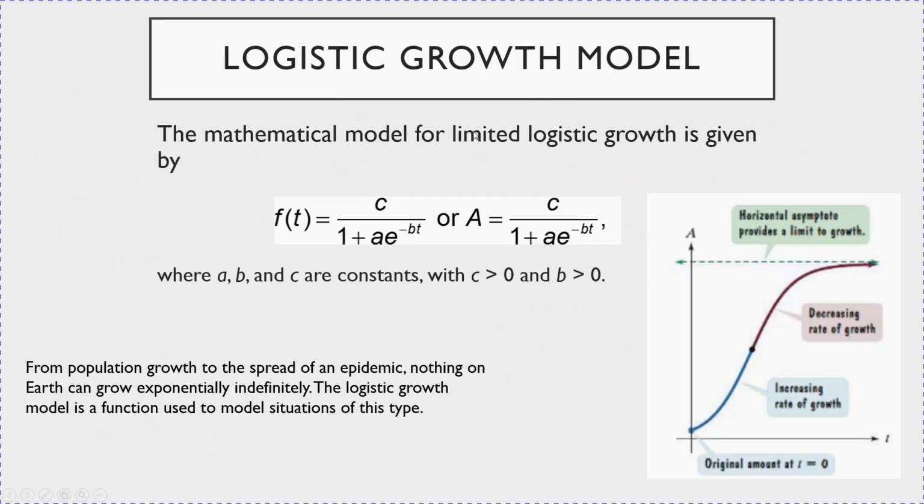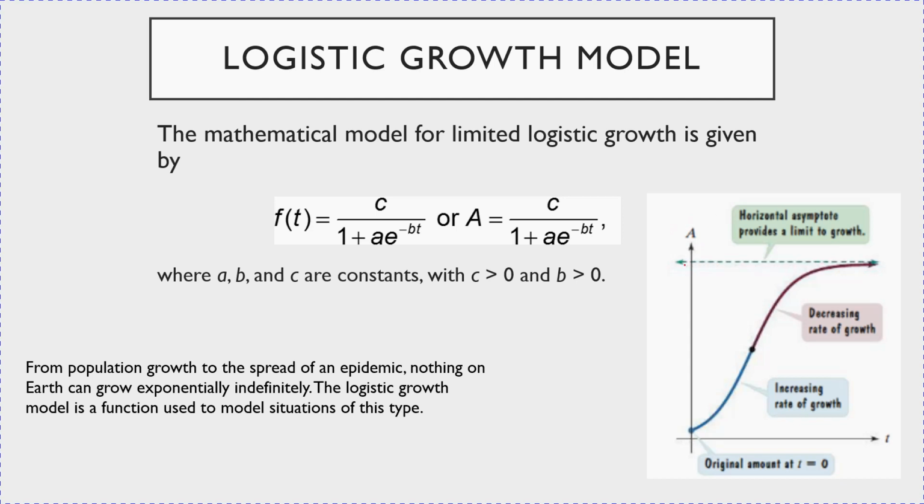Let's now talk about logistic growth models. So the mathematical model for limited logistic growth is given by this: f of t is equal to c divided by 1 plus a e raised to the negative bt. And this is what the graph looks like. You have an initial increasing growth rate, and then eventually the growth rate decreases and it levels off at some value. It hits a horizontal asymptote.